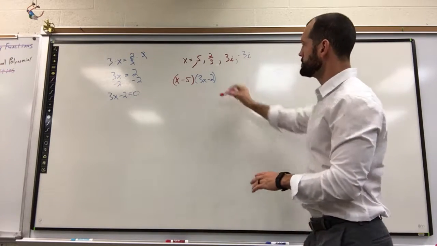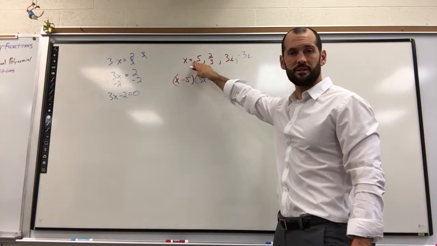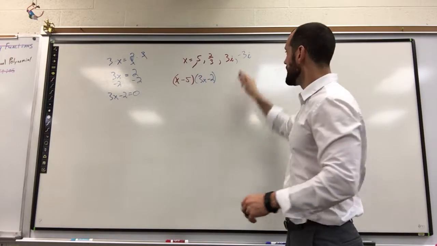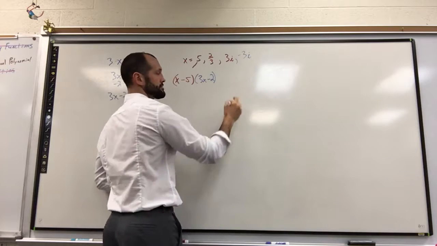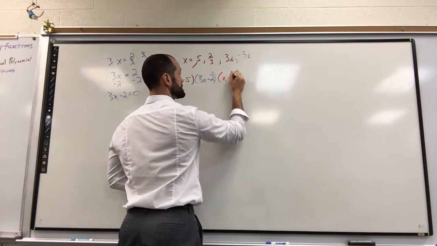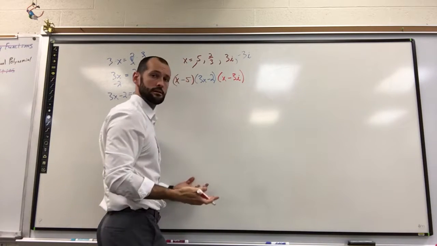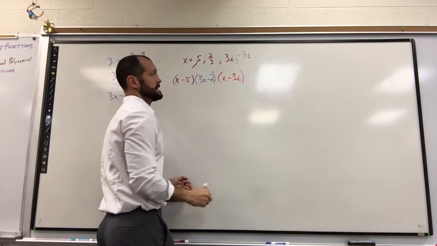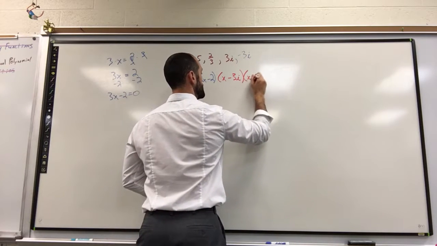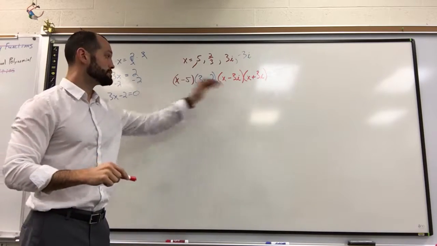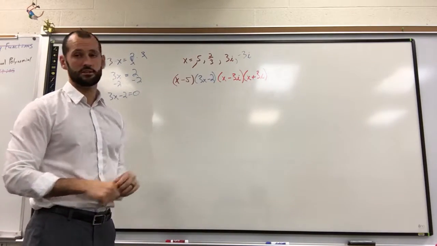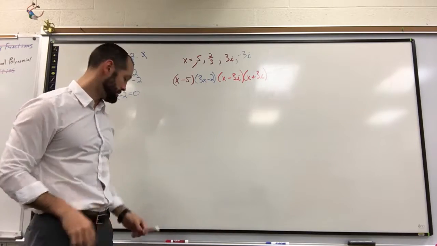So we're going to use the idea from how we found the 5 quantity to help us here. Watch what happens. So what would produce a positive 3i? An x minus 3i, right? What would produce a negative 3i? An x plus 3i. So those are my quantities that give me these roots. Now we got to multiply them together.